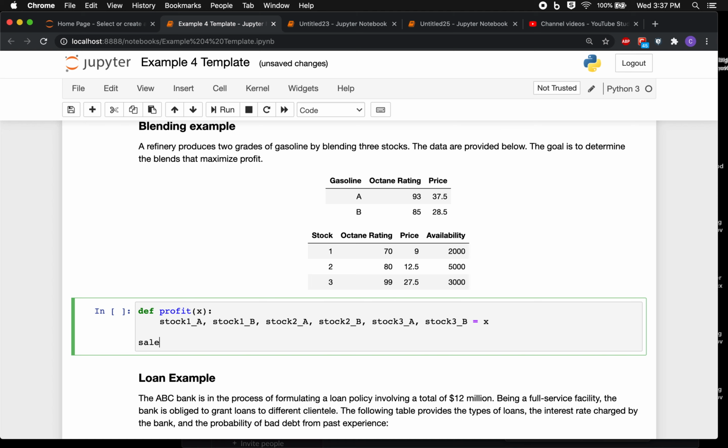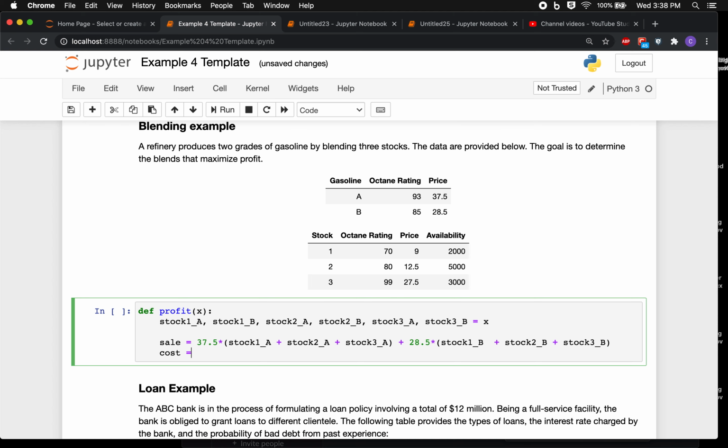And so our sales, I'm going to break this up into a bunch of different points. So our sales is going to be based on a gasoline price. So it's going to be 37.5 times the total amount of stock A that we make, which is stock 1 to A plus stock 2 to A plus stock 3 to A. So that's the total amount of A that we make. And then we can do the second one, which is 28.5 times stock 1 to B plus stock 2 to B plus stock 3 to B. So that's going to be our sales.